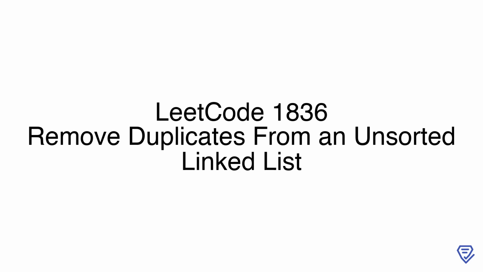Today, we'll be solving LeetCode problem number 1836, remove duplicates from an unsorted linked list. In this problem, we're tasked with removing duplicate values from an unsorted linked list while preserving the original order of the remaining nodes. Let's dive into the solution and explore how we can efficiently solve this.